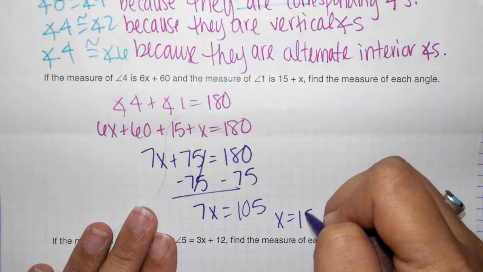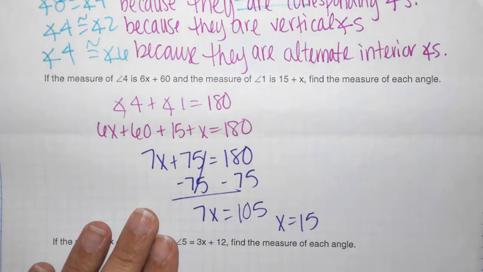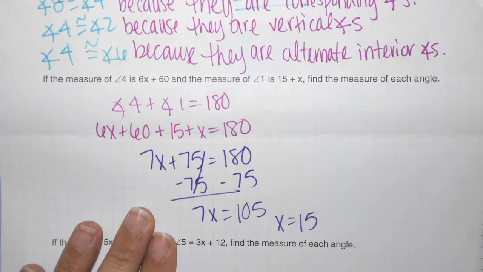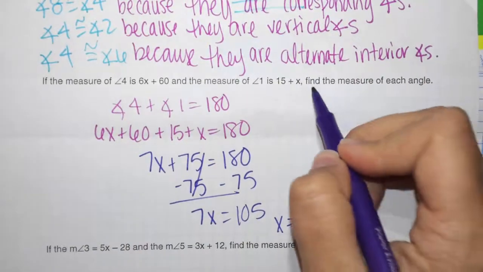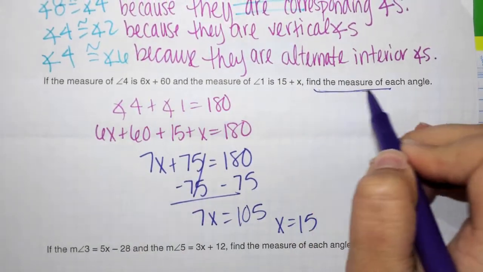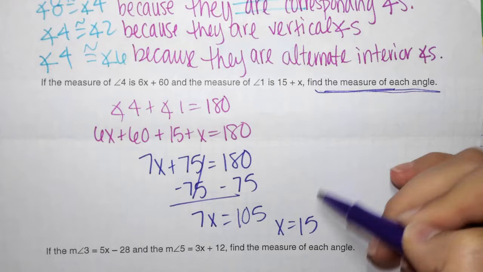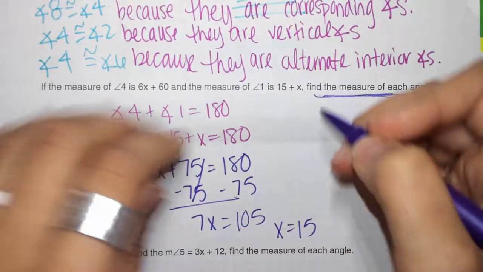What's 15 times 6? 90. Angle 1 is 30. Alright, so now it asks us to find the measure of each angle, not just to find x. So you have to plug this back in.